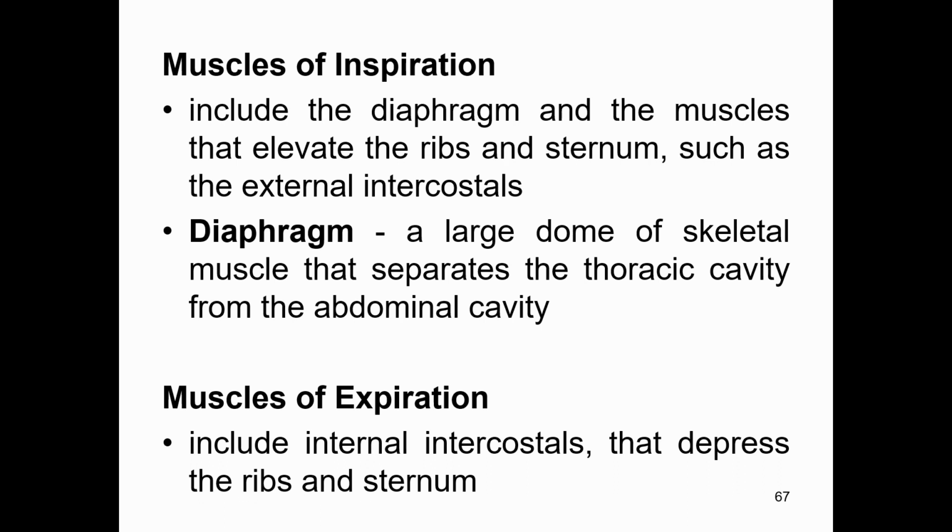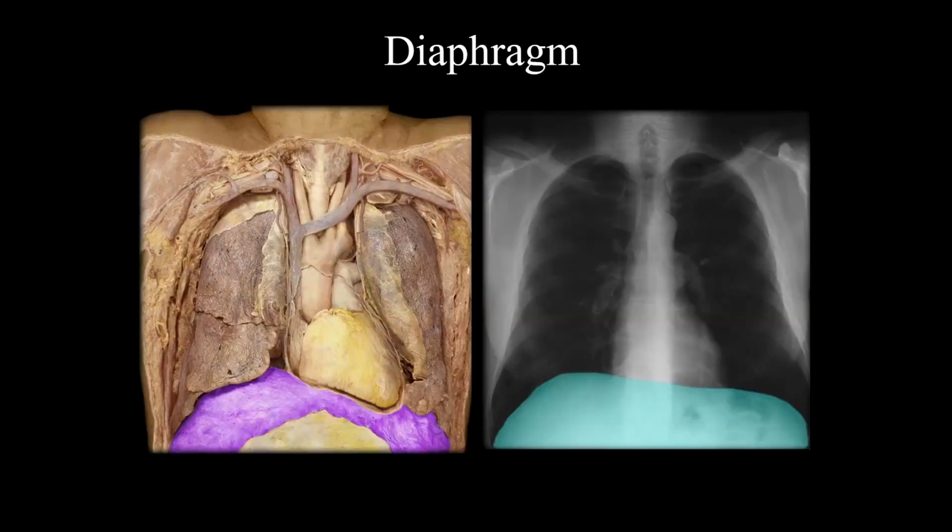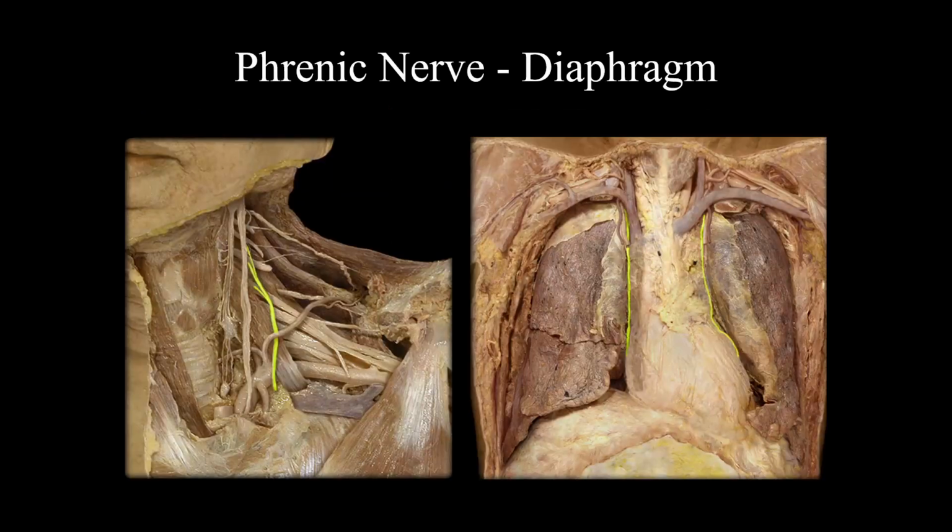The diaphragm is a large dome of skeletal muscle that separates the thoracic cavity from the abdominal cavity. And your muscles of expiration also include your internal intercostals that depress the ribs and the sternum. Okay, so you have your diaphragm here. It actually pushes your lungs a bit. This is your phrenic nerve, which is directly connected to your diaphragm.